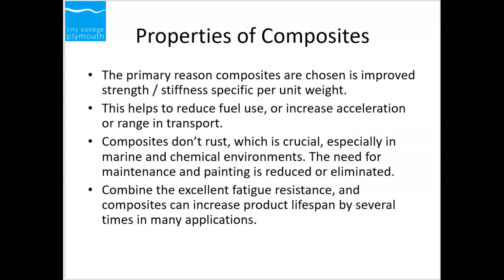Composites are chosen because of the improved strength, stiffness, and specific stiffness per unit weight. It's because of the light weight. In aeroplanes, it's used to reduce fuel, and increase acceleration and the range of transportation. They don't rust, which is good for marine and chemical environments. The need for maintenance and painting is reduced. Combined with excellent fatigue resistance, composites can increase the product lifespan.